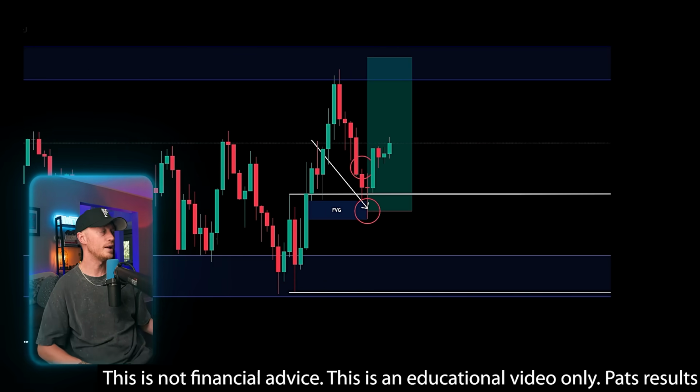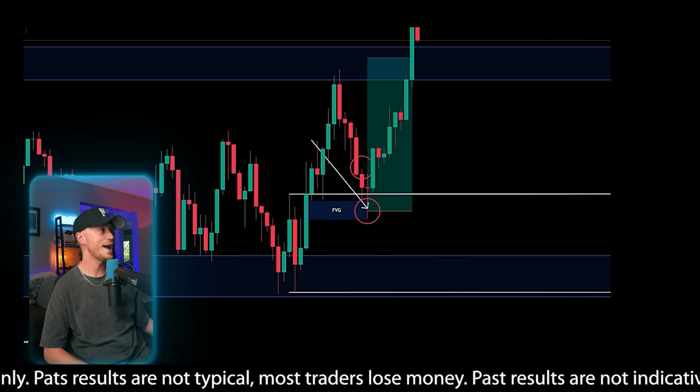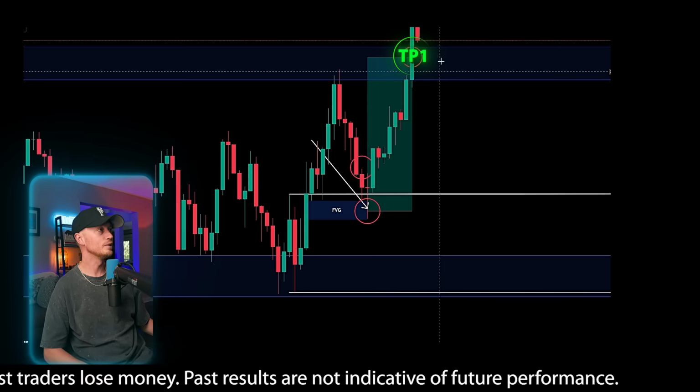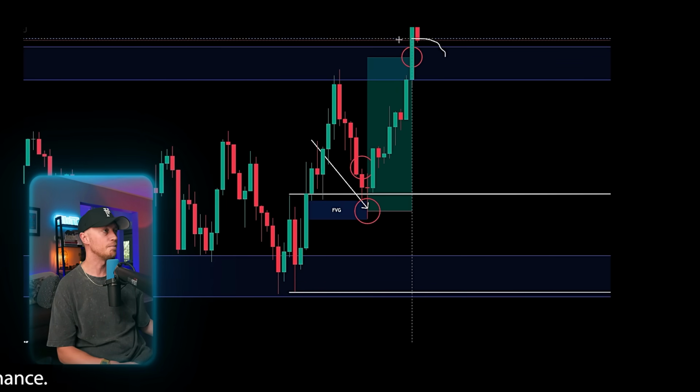So let's go ahead and play out the rest of that trading position as it goes ahead and smashes that take profit right there. Left a little bit of profit on the table. Could have took my exit a little bit higher, but I'm playing it safe.